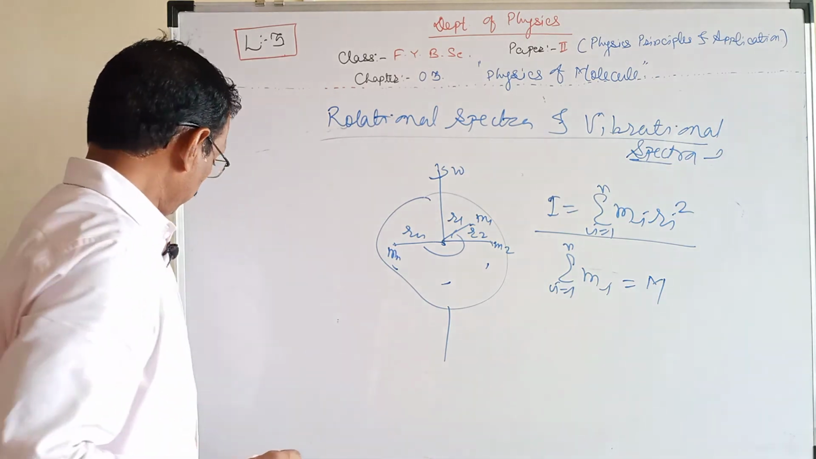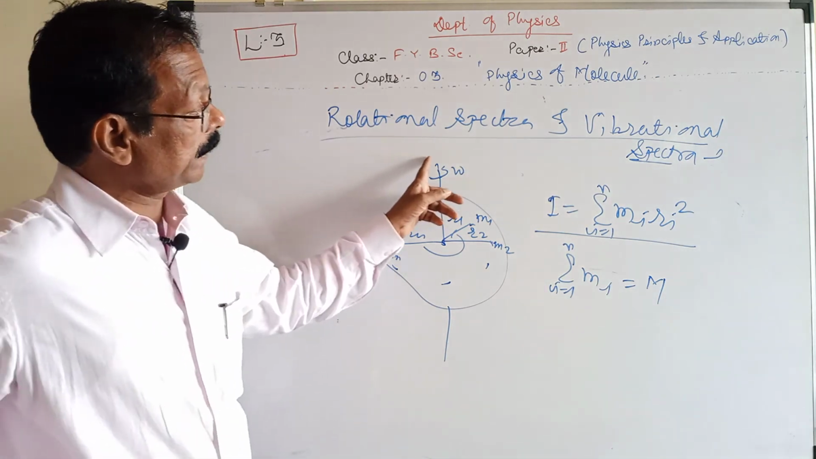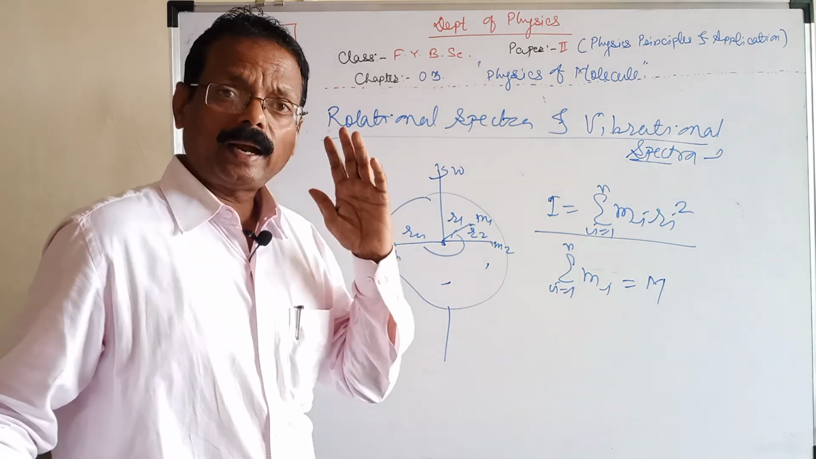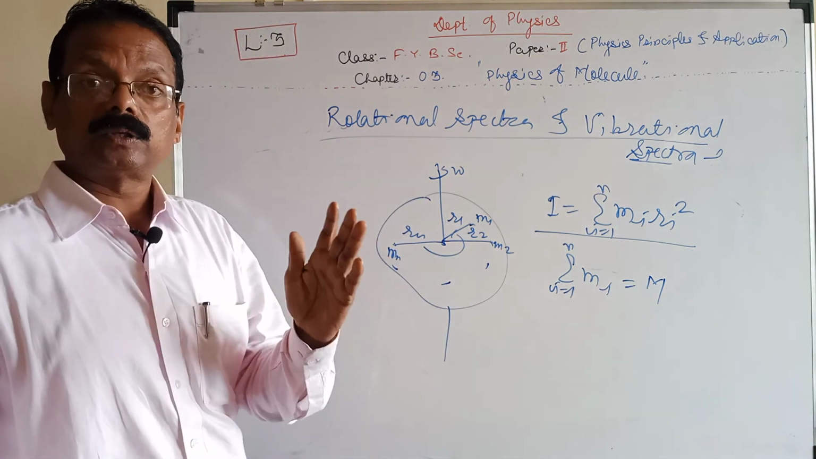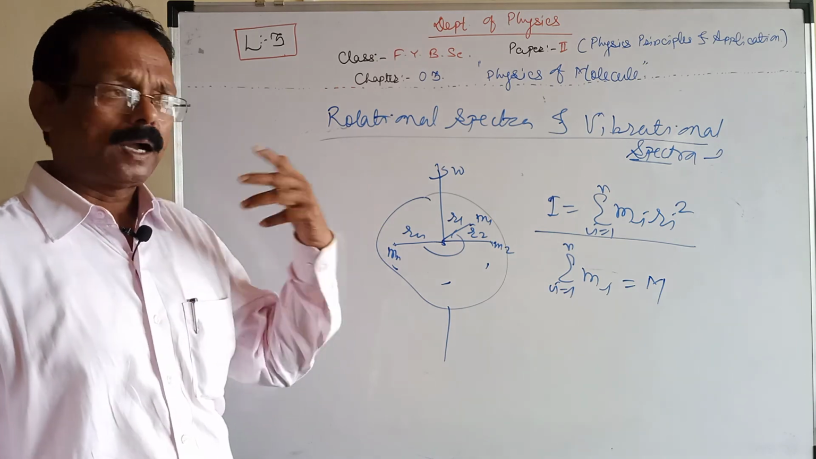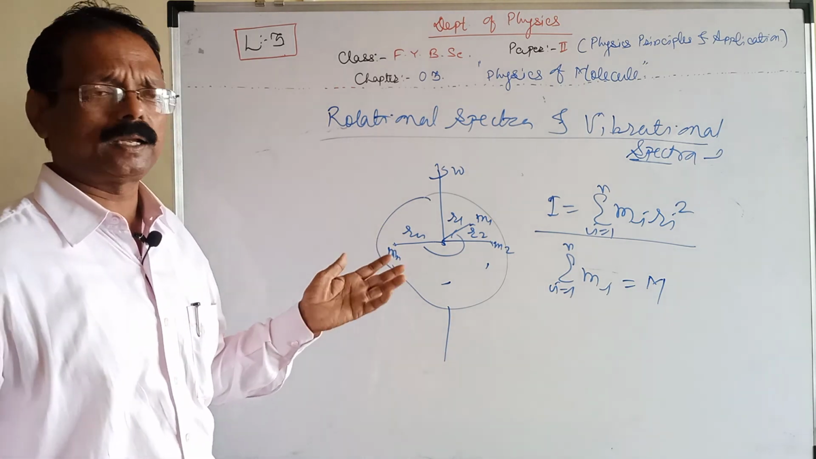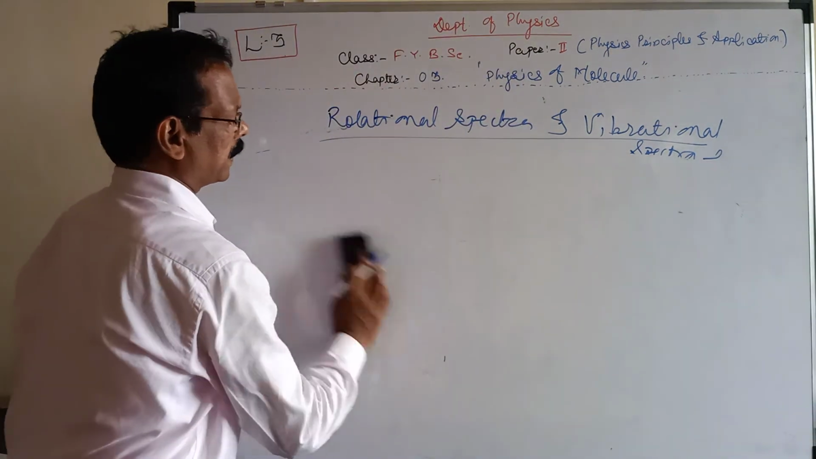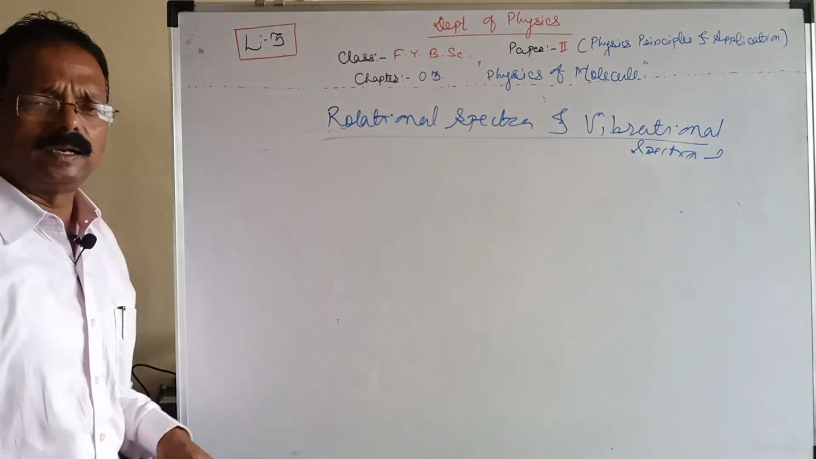Now in the case of rotational spectra and vibrational spectra, we have to consider a two body problem, and this two body problem can be converted into a single body problem. And what is the reduced mass? It is a very important topic from the point of view of examination also. So rotational spectra and vibrational spectra we have to take in the next lecture.